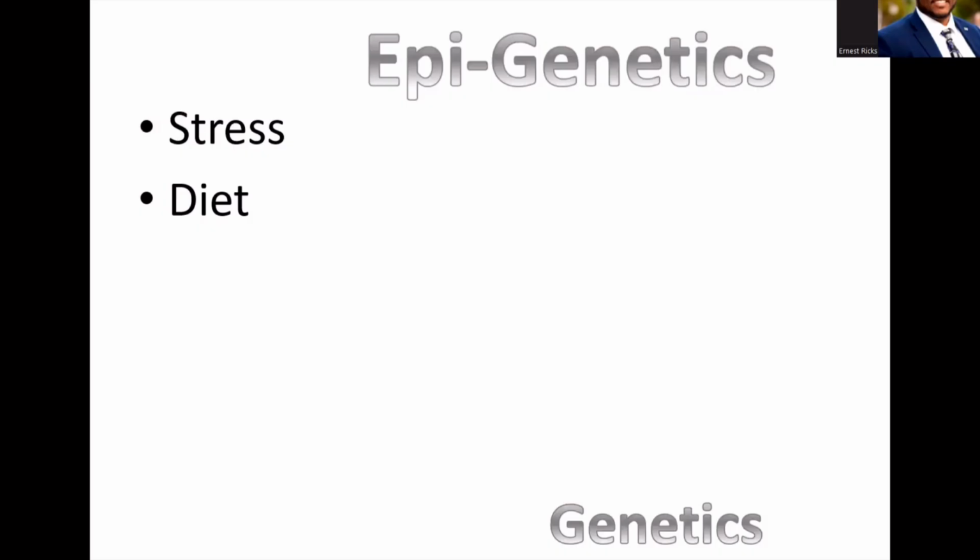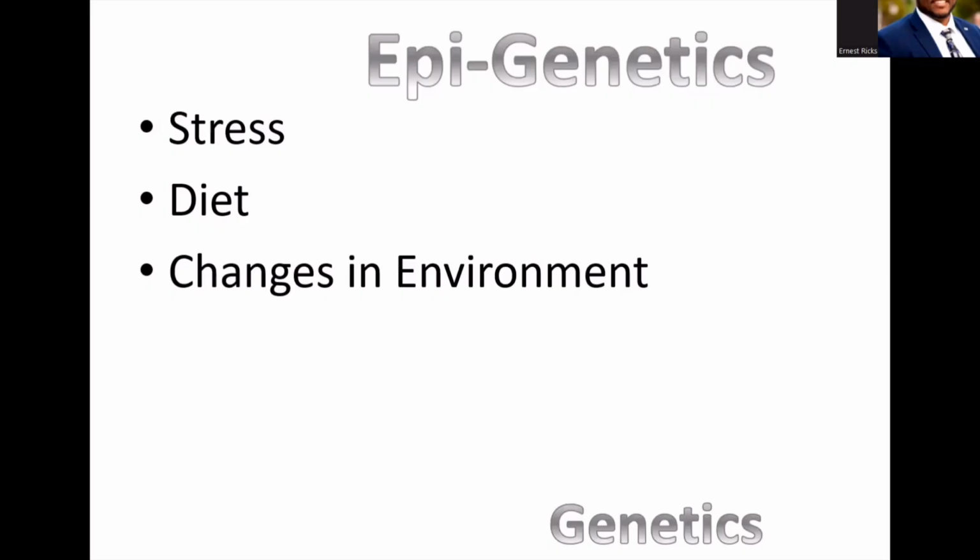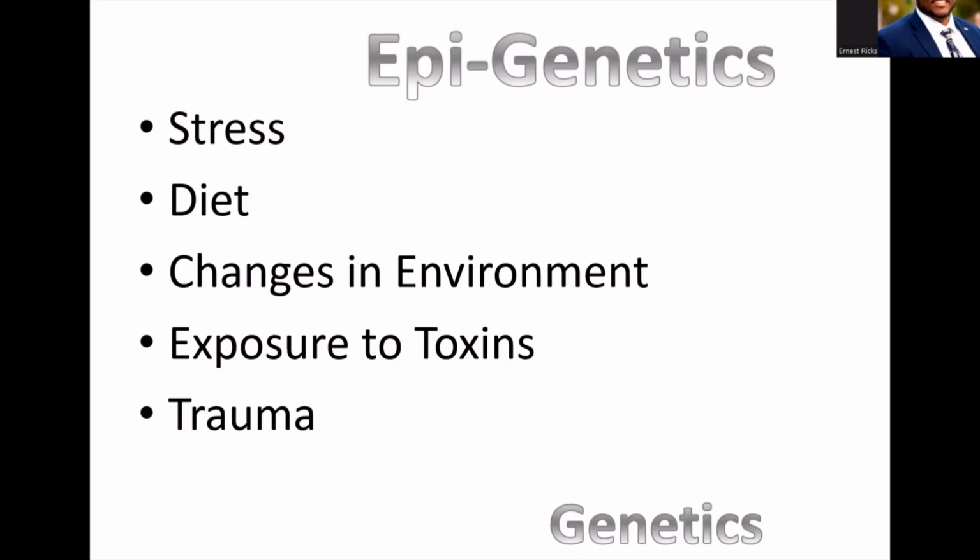Diet can cause genes to change in expression. Changes in the environment can cause genes to change how they're being expressed. Exposure to toxins and trauma, and we'll explore that too. How can trauma play a role in how genes are being expressed? Genes are being turned off and turned on. What does that mean? Well, traits are changing. Proteins that are being produced are changing based on outside factors playing a role in how your genes are being expressed. So that's what epigenetics is.